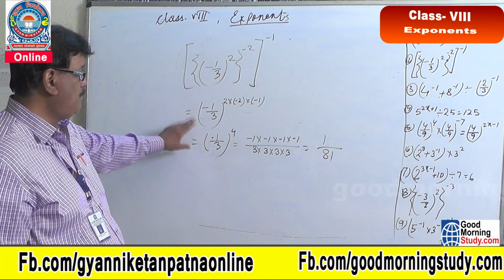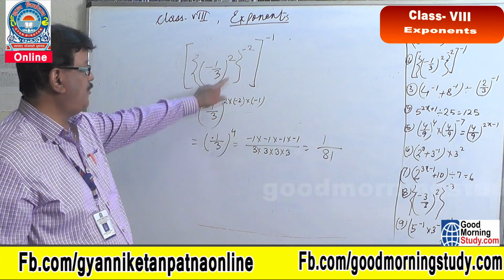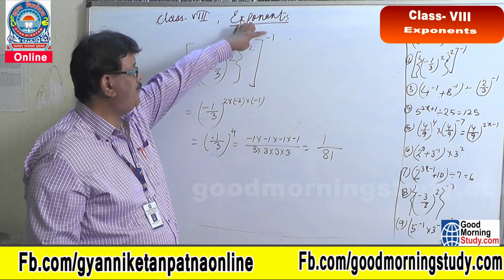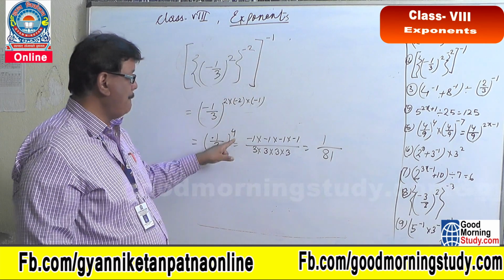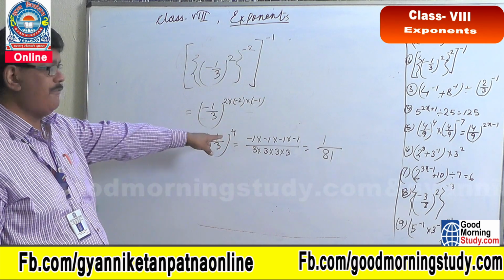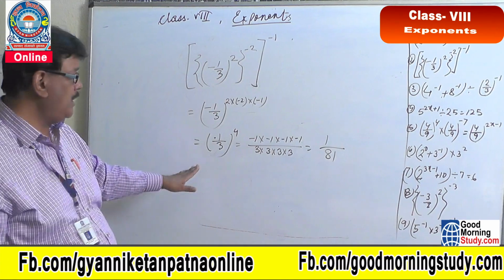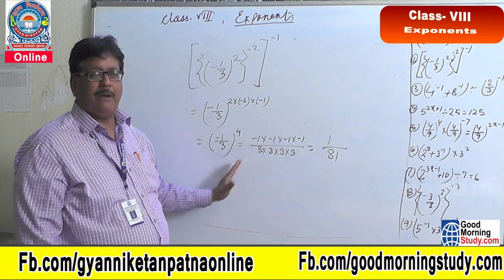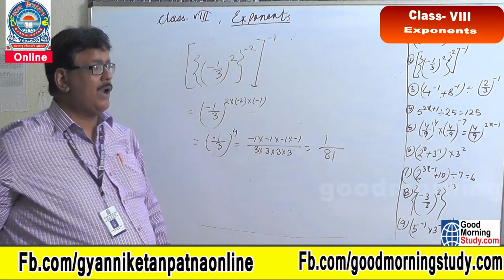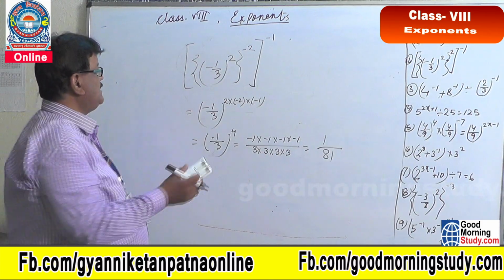So it is minus 1 by 3 raised to the power 4. 2 2s are 4, 4 1s are 4. Minus into minus will be plus. So we get the ultimate power 4. So the result will be 1 by 81. Now let us see another example.